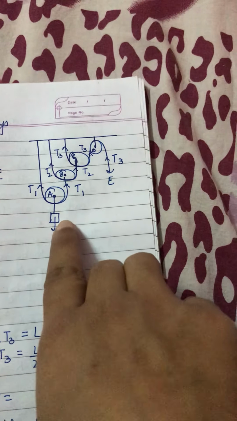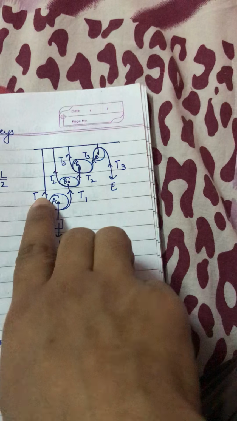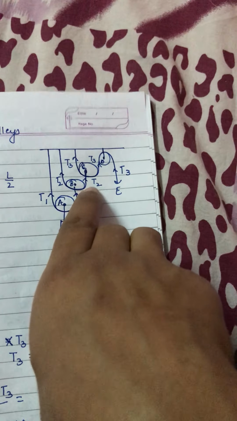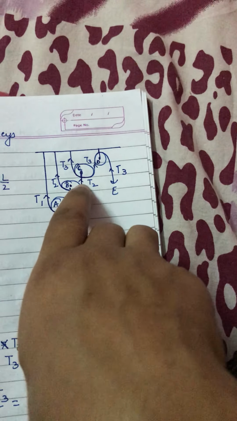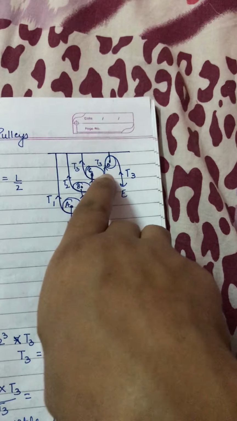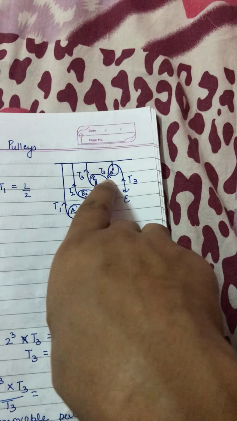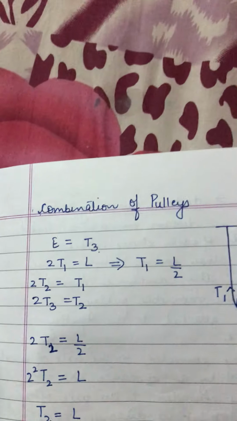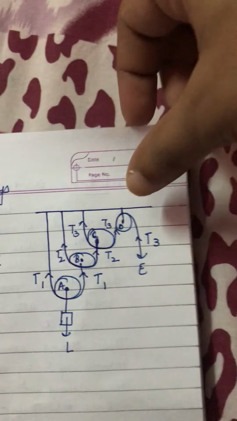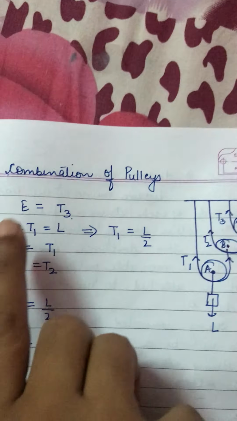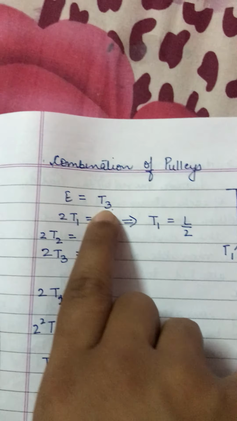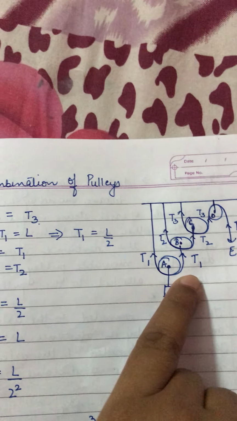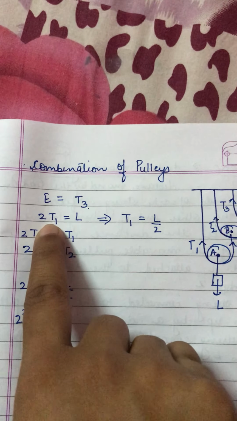This is what the combination of the pulleys is. Now this is the load here. This load is balanced by this T1 and T1, but this T1 is balanced by this T2 and T2, and this T2 is balanced by this T3 and T3. Okay, now how we will do this? First of all, if we are talking about effort, effort is equal to T3. So I have written here effort is equal to T3. Now if we are talking about this load, L is equal to 2T1.